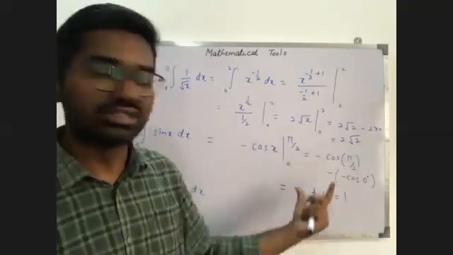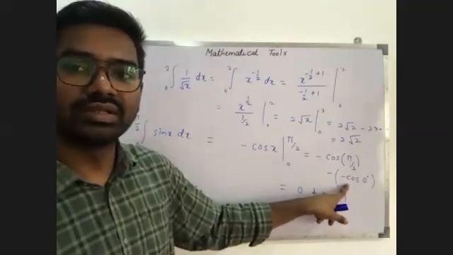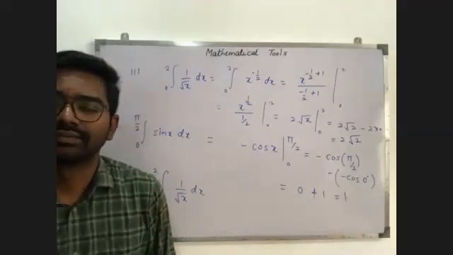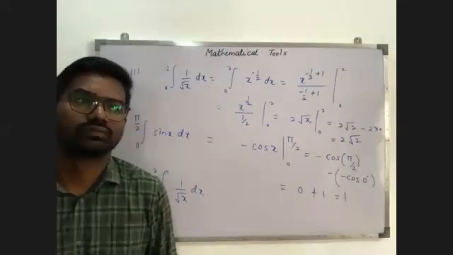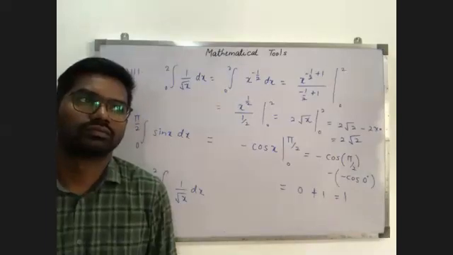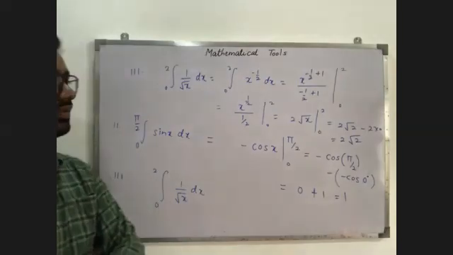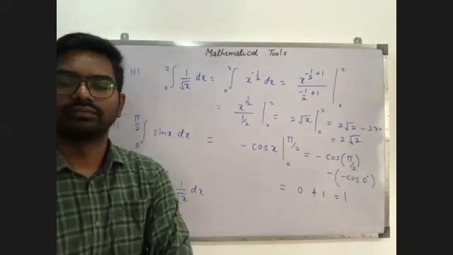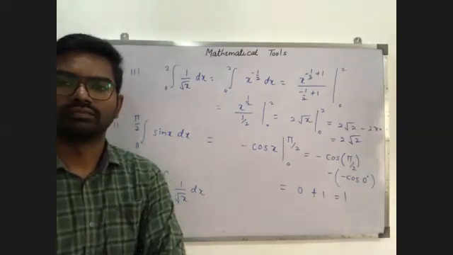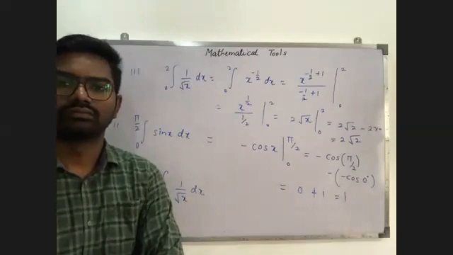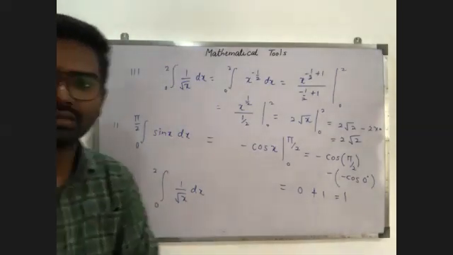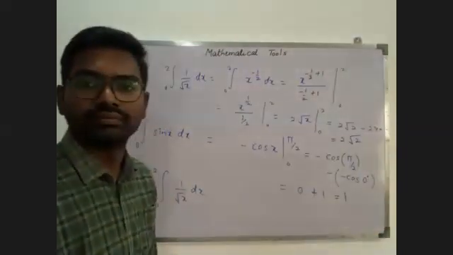Minus cos pi by 2 is 0. So 0, and this minus minus becomes plus. Plus cos 0 is 1. So this is nothing but 0 plus 1 is equal to 1. Now clear to everyone? Both the questions. Guys, is it done? Everyone noted?